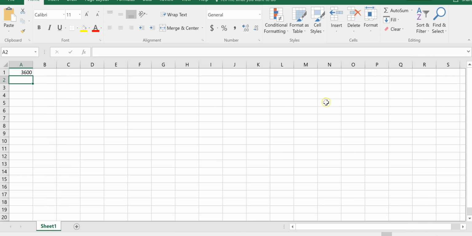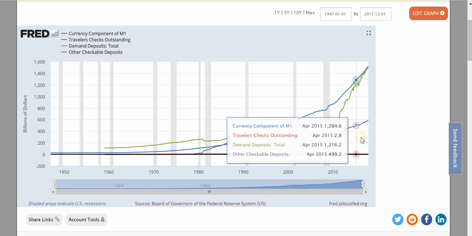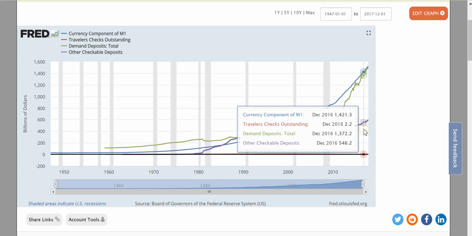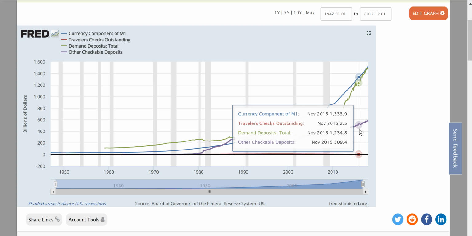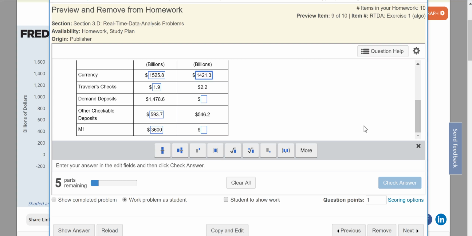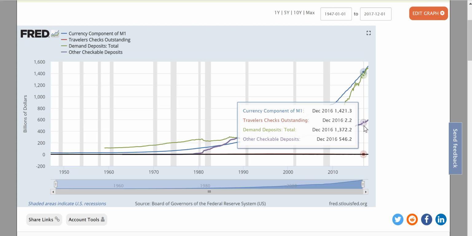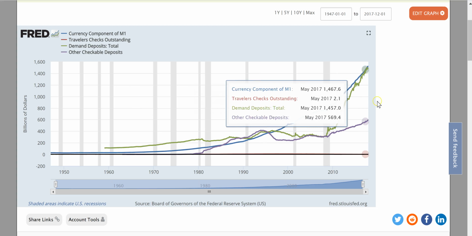We do the same for the other time point, which is December 2016. It's right here, 1421.3. Traveler's checks, you can see that's already filled. That's 2.2, the same as what's shown here. And demand deposits are 1372.2. The other one is also given, but you can double check.